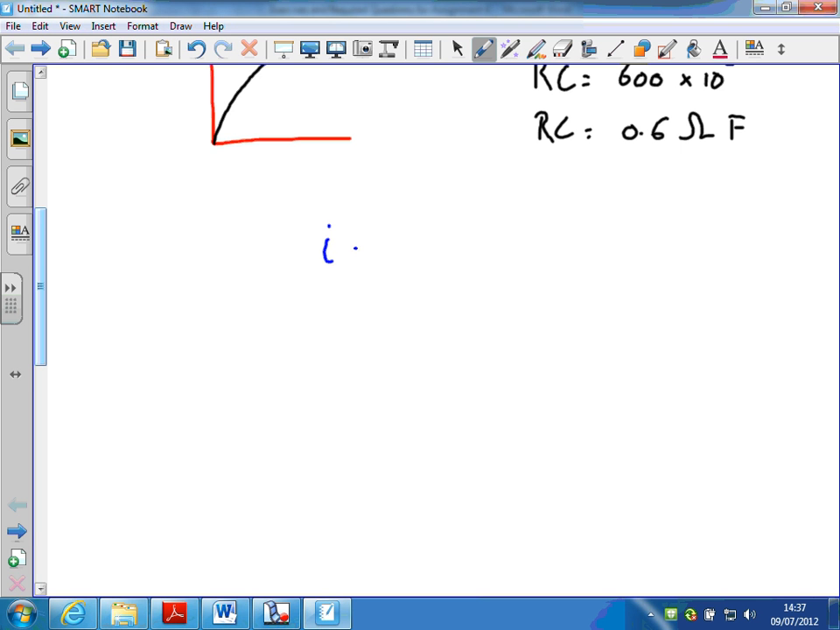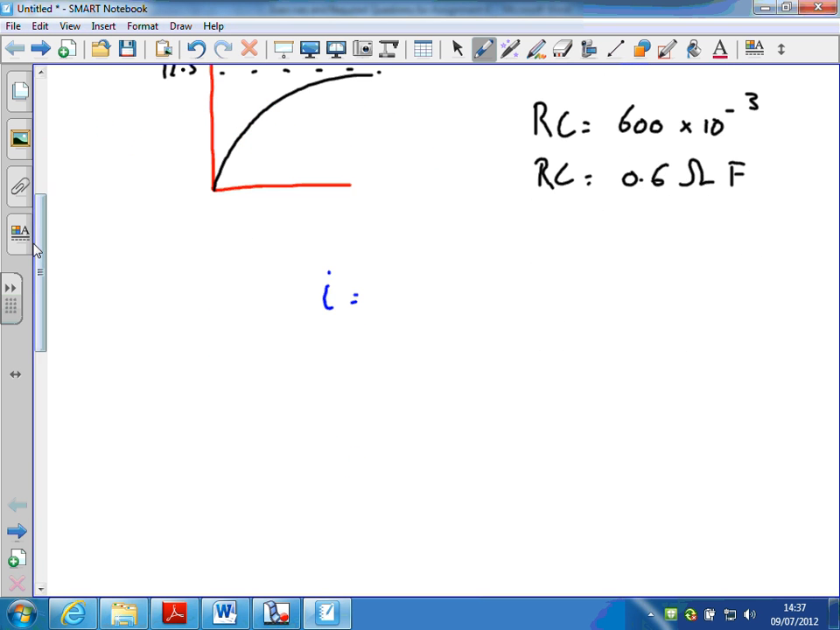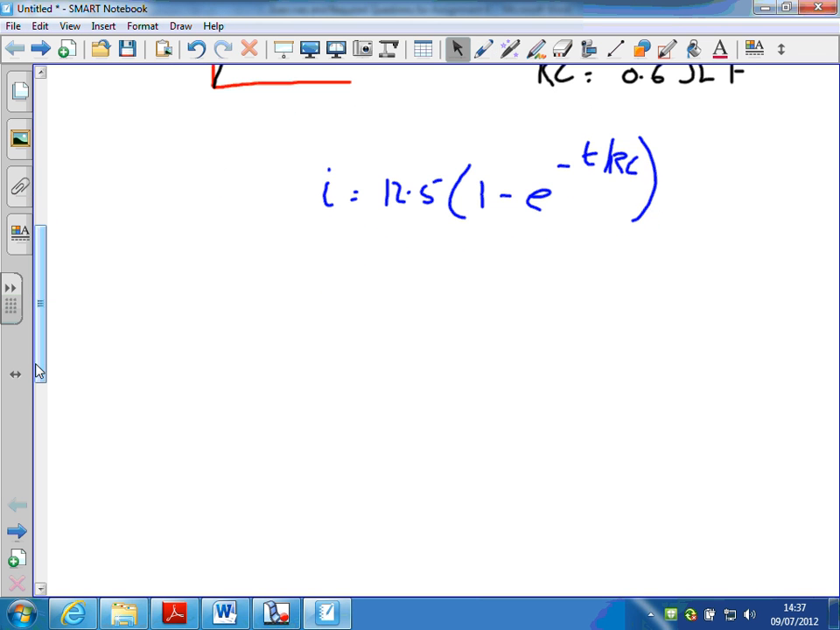I equals, in this particular case, 12.5, 1 minus e to the minus t over RC. There's two ways we can proceed here, so I'm going to go both ways and show that they actually give the same answer. So the first way to do this will be to multiply out the brackets. So I equals 12.5 times 1 is 12.5 minus 12.5 e to the minus t over RC.